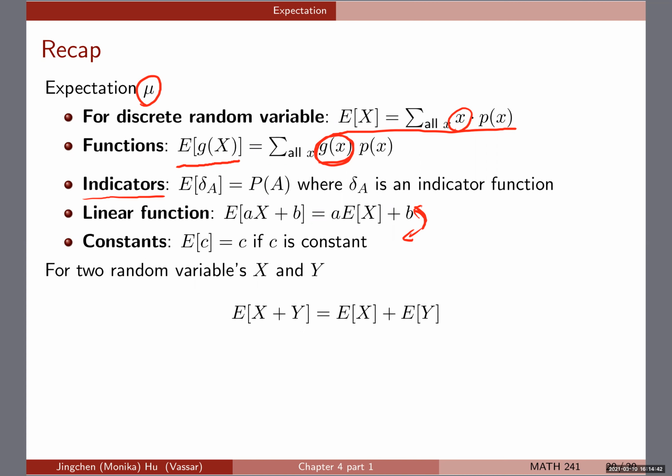Lastly, even though we haven't seen this so far, if we're working with two random variables, then the expectation of the sum is the sum of the expectations. We'll see some examples coming up later in this course.